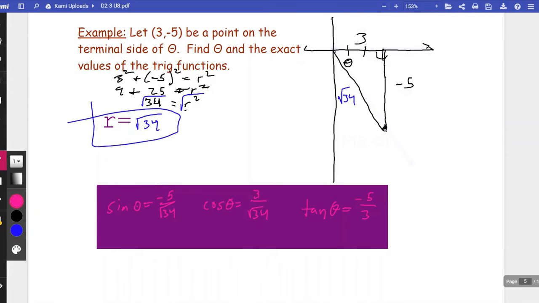Theta always has to be between the terminal side, or your hypotenuse, the side of the triangle that you first draw when you plot your point. Goes from the origin to the point right there. That's where 3, negative 5 would be.